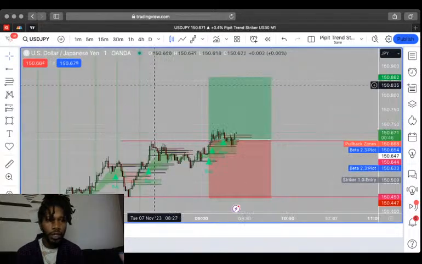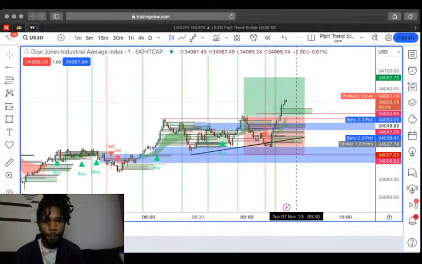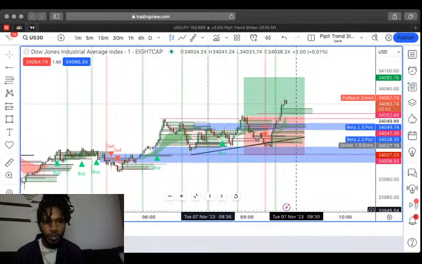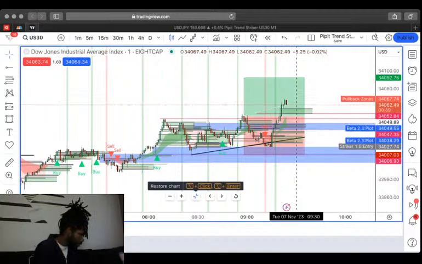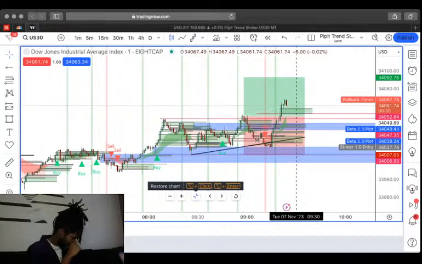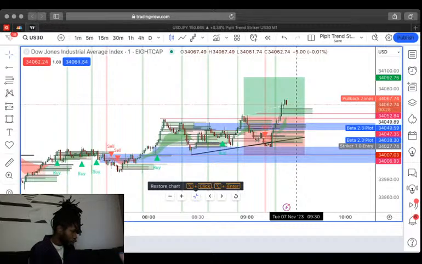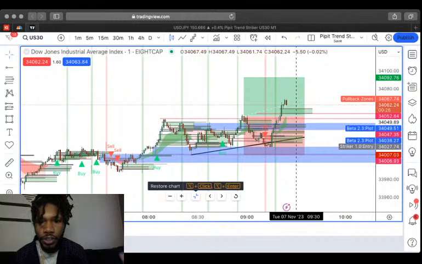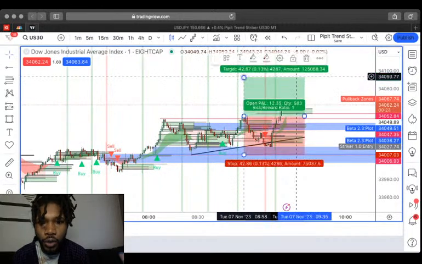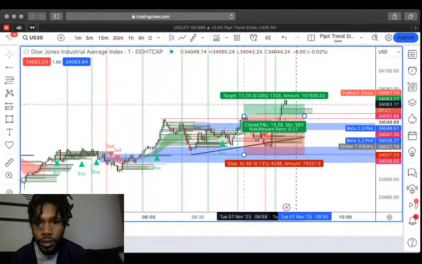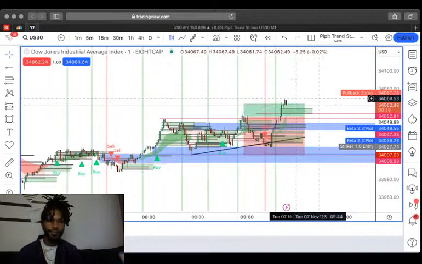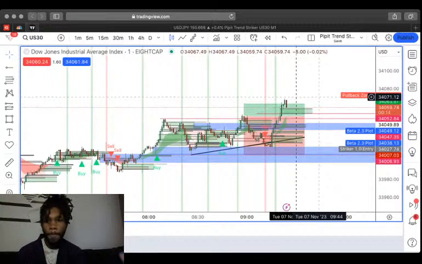Let's go back to UJ. Come over to US30. Boom. Actually, let's see. I'm closing out US30. Holding on to UJ. I just closed out US30. I just took partials. It's getting really close to market open. I got like 10 to 13 points off of that move.